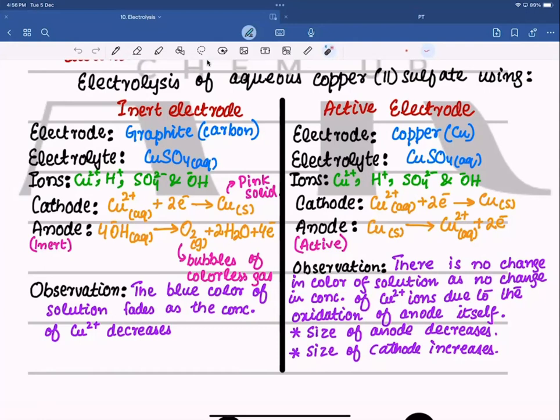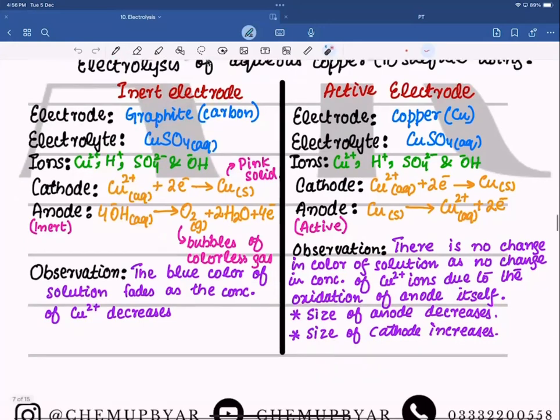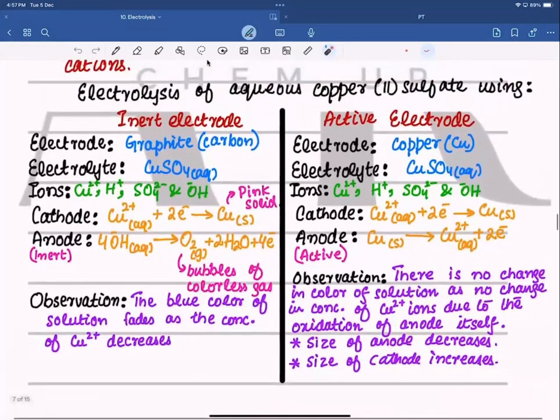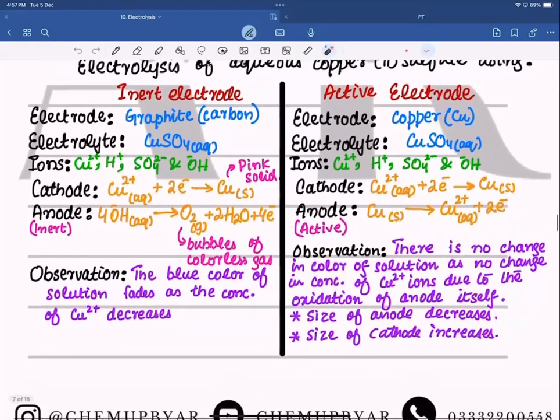Sir, yes. And hydroxide, OH negative. This one I completed. Yes. Sania, Rohe. Okay.